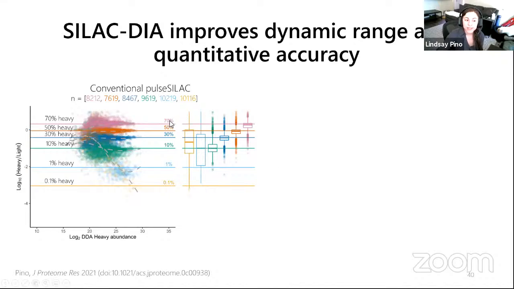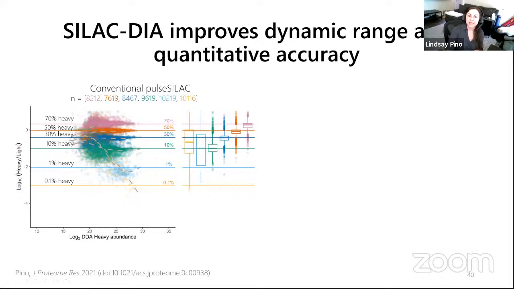We can see for some of these less extreme ratios, DDA, conventional SILAC, does a pretty good job of recapturing the expected ratio. So you can tell that these box plots are kind of small, and the mean is right about at that expected ratio line. But once we get down to about a 1% ratio, so that's 1 to 99, the measured ratio has already kind of hit its floor. So we get this leveling out of the measured ratio once we get down below this value.